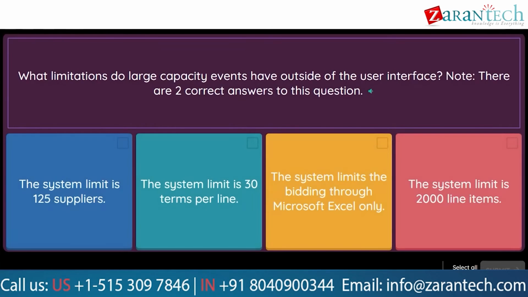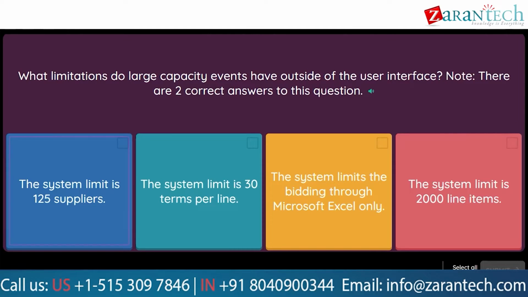Question: what limitations do large capacity events have outside of the user interface? Note: there are 2 correct answers to this question. Option 1: the system limit is 125 suppliers. Option 2: the system limit is 30 terms per line. Option 3: the system limits the bidding through Microsoft Excel only. Option 4: the system limit is 2,000 line items.